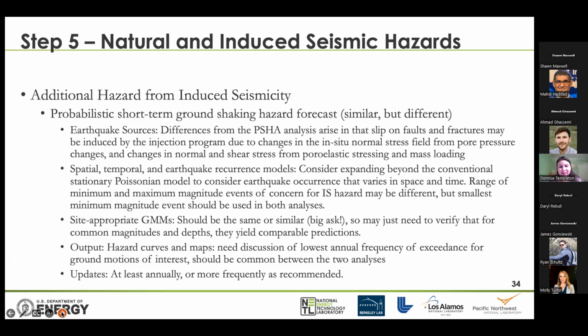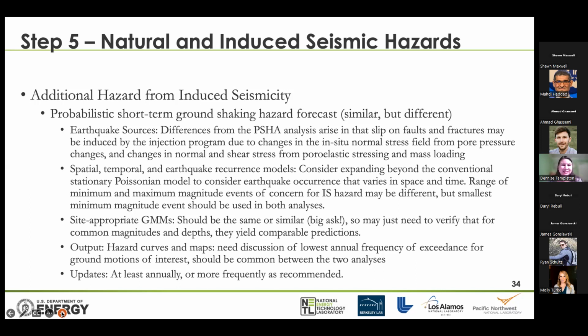In terms of the site-appropriate ground motion models, again, for induced seismicity and for the tectonic seismicity, we recommend that they're the same or similar. And we recognize that this is a big ask. So we could just verify that for common magnitudes and depths, the two yield comparable predictions. So there should be a lot of communication.